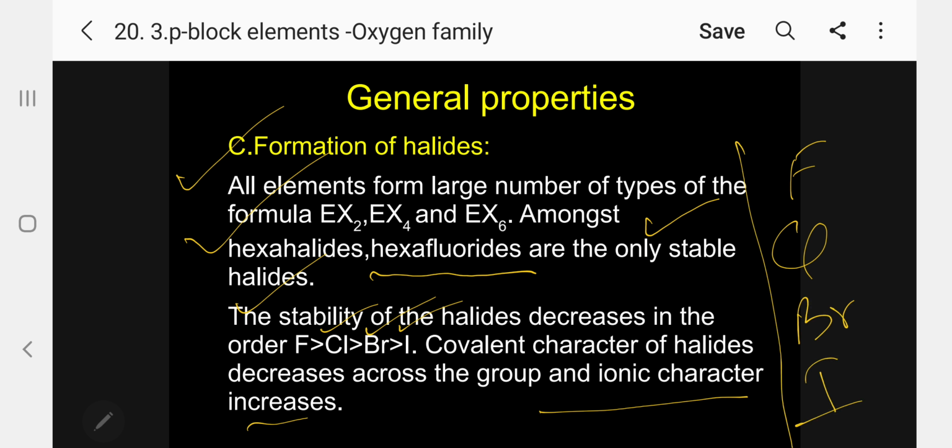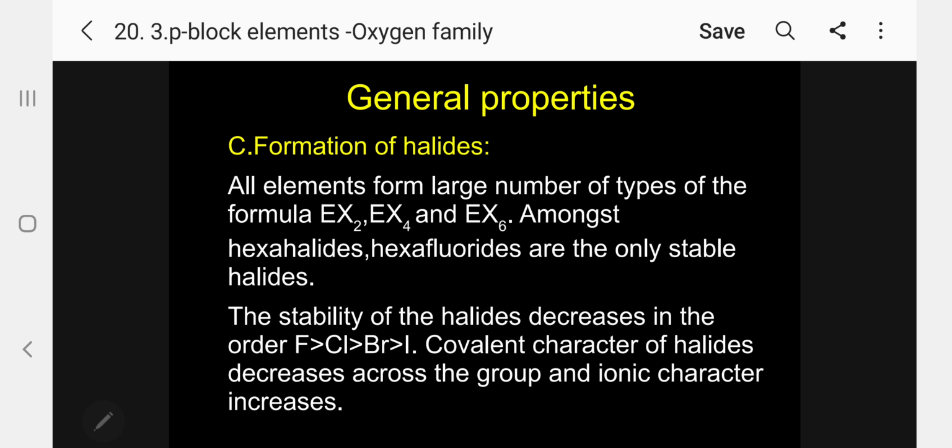This is the halogen family. Next family we are going to discuss. So when the chalcogen family, that is oxygen for example, reacts with the halogens, oxygen with the halides, for example F2O, ClO2, BrO2. So like that, if you go there, what will happen? The information is that covalent character of halides decreases across the group, ionic character increases.